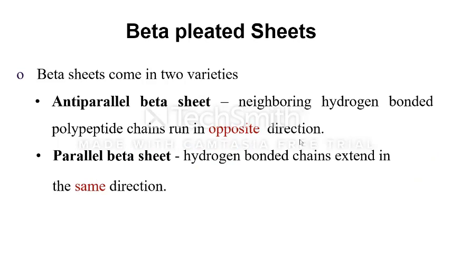Beta sheets come in two varieties. They can be anti-parallel beta sheets or they can be parallel beta sheets. In anti-parallel beta sheets, neighboring hydrogen-bonded polypeptide chains run in opposite directions, while in parallel beta sheets, hydrogen-bonded chains extend in the same direction.